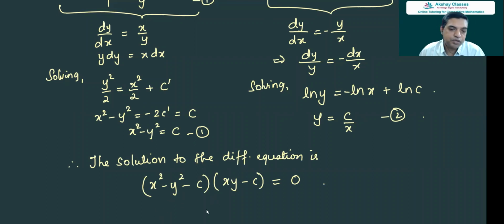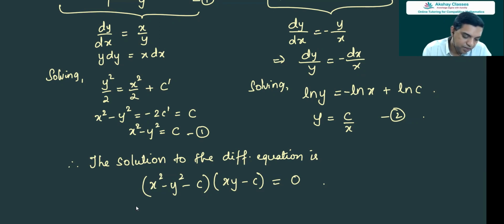So your solution should be such that you get c square, because it's a second degree equation. So the constant should have a square as its degree. So x square minus y square minus c and xy minus c. So this is an example of solving a problem which is solvable for p.